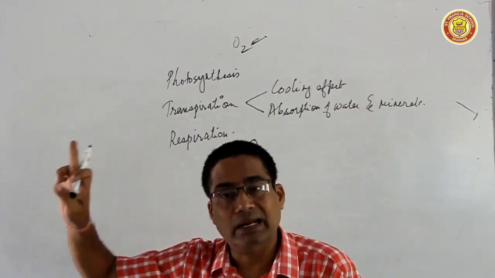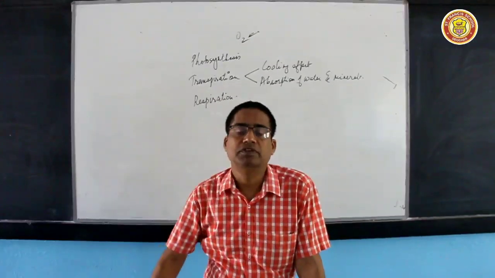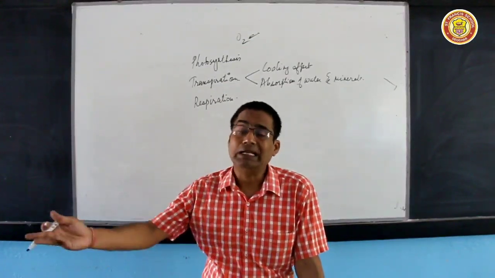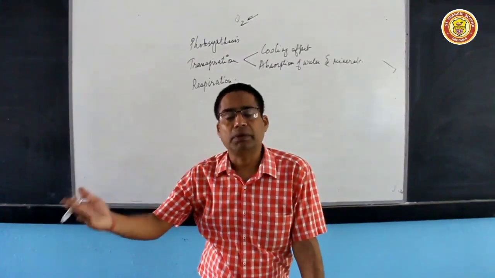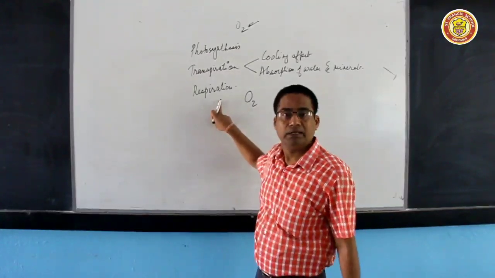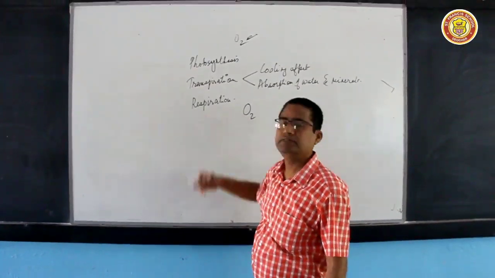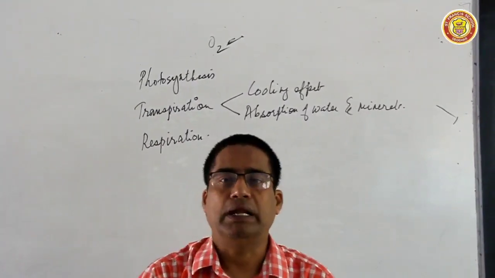For this, the plant needs oxygen, and this oxygen is taken up by the plant from the atmosphere. So during the night hour, the plant takes oxygen from the surrounding, and in the daytime, the plant takes up carbon dioxide from the surrounding. So with the help of this oxygen, the plant burns the glucose and it gives the energy. So that is respiration. So these are the 3 important functions of the plant.